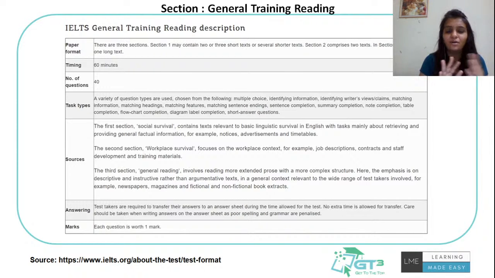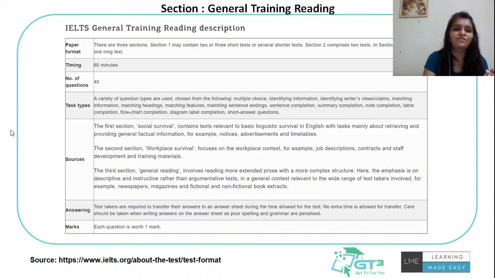Now how does it differ from the academic one? The academic one is slightly with high vocabularies, with more complexity. However, it's not the case with general training. It's a bit easier language. The passages would be with less vocabularies and less complex sentences. The first passage would be the easiest one, the second would be a bit tough, and the third passage would have more descriptive sentences and more complexity in the language. So with the flow of the passages, the task becomes tougher. The same goes with academic as well.